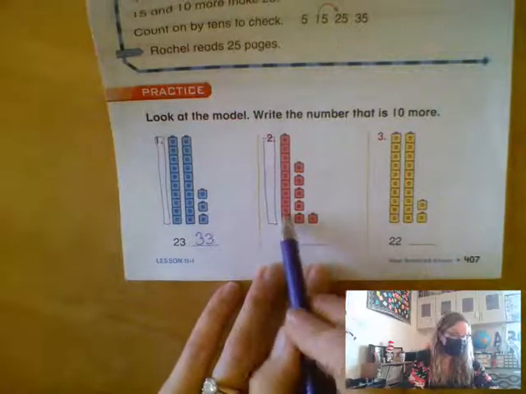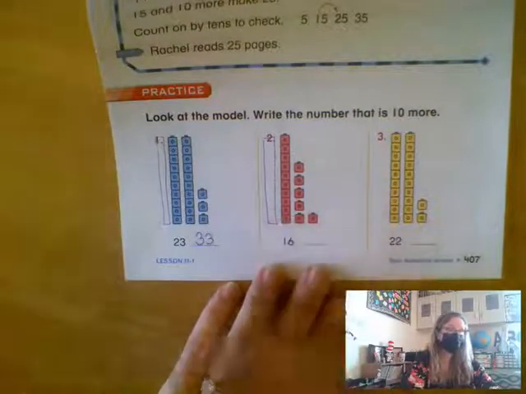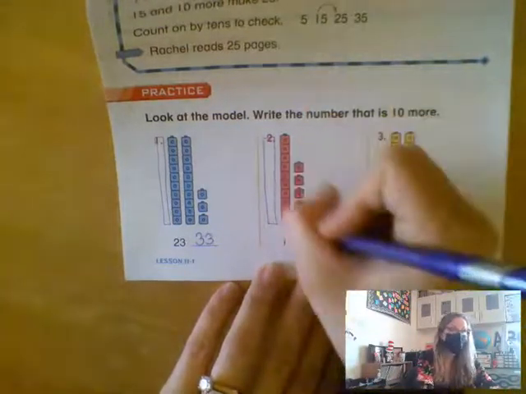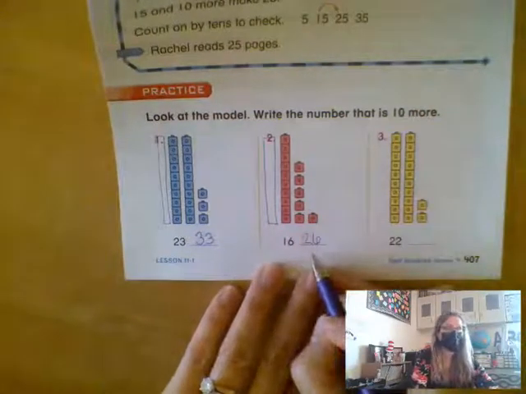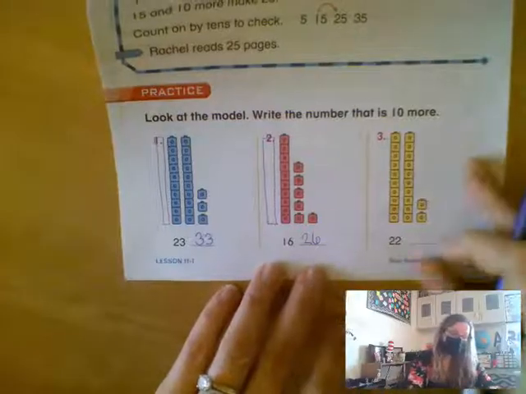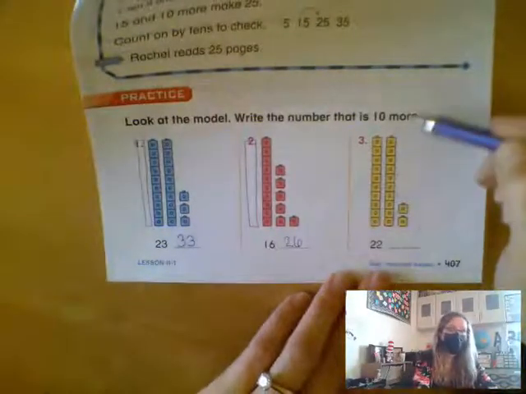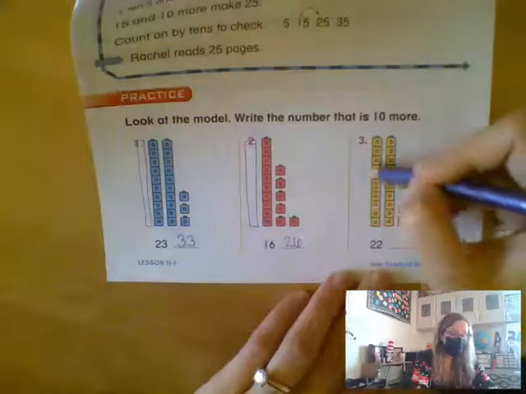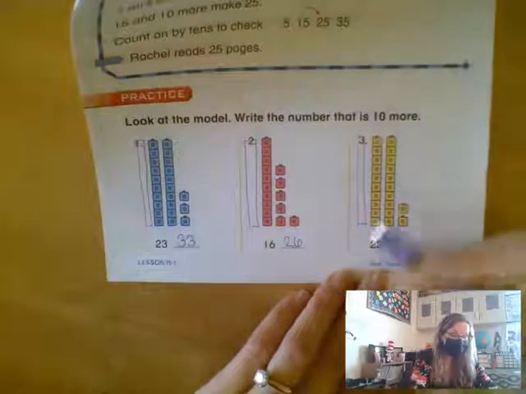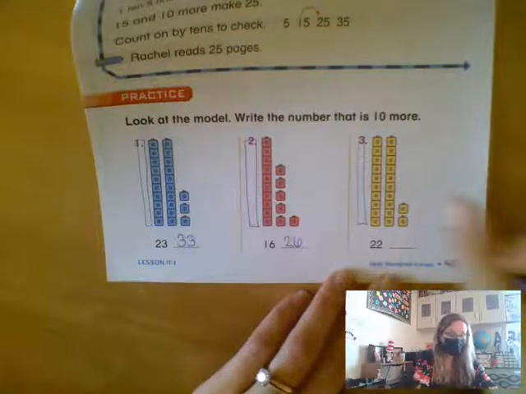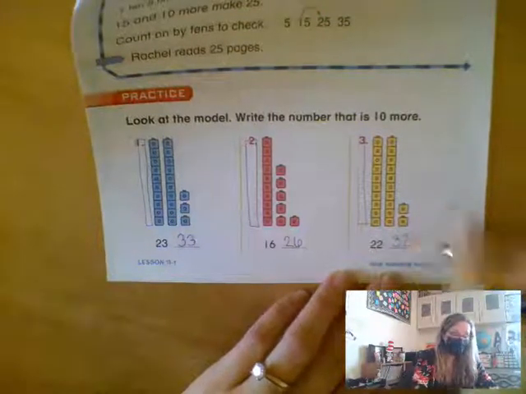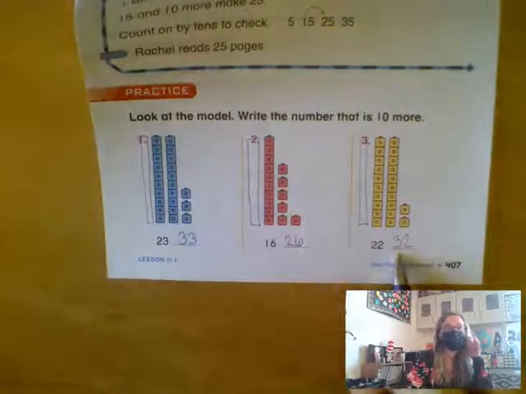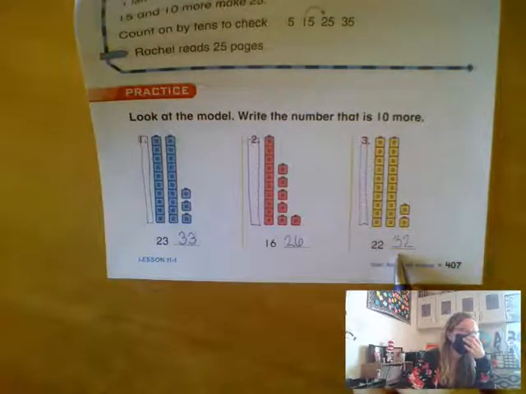How many 10s do I have if I add 10 more? 2 10s. Did my ones change? No. So 10 more than 16 would be 26. Good job. Sage, look at this one. It's 22. What would 10 more be? Well, if I add another 10, now I have how many 10s? But did my ones change? No. So 10 more than 22 would be 32. Good job. Go ahead and turn the page now.